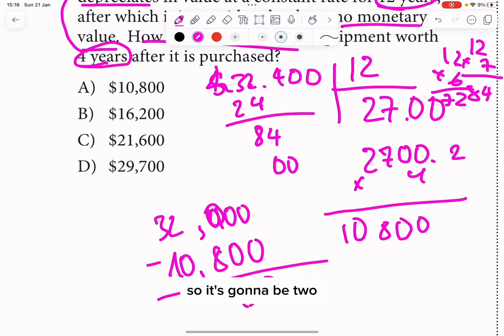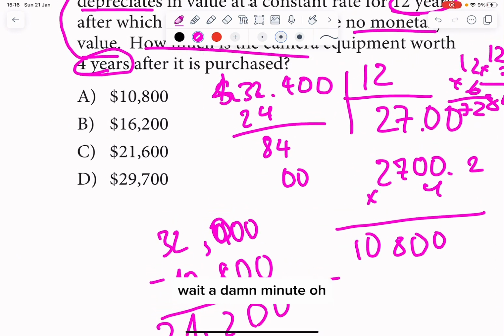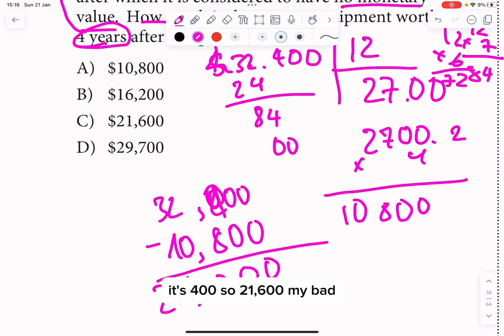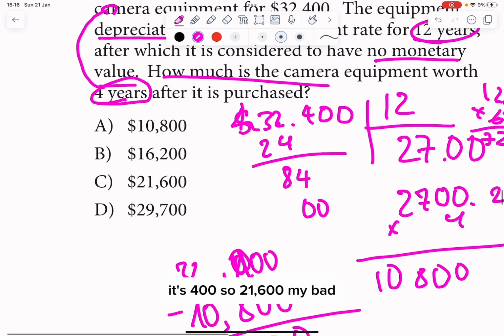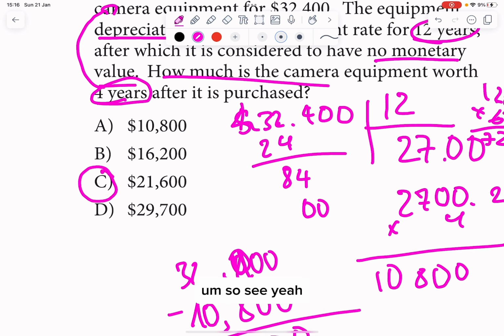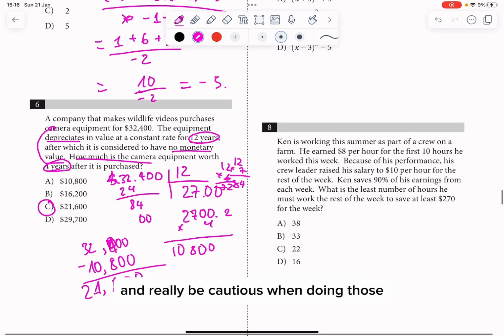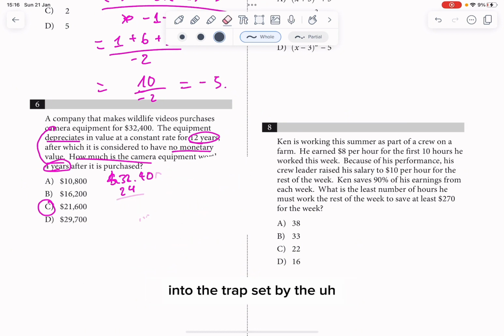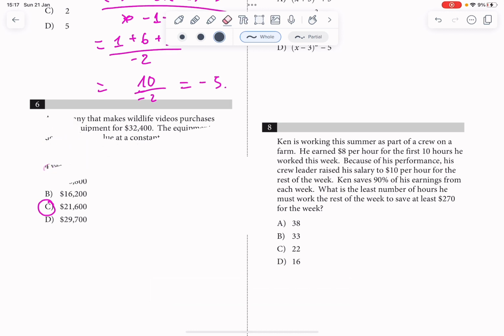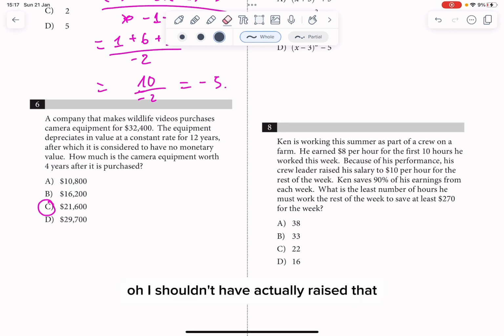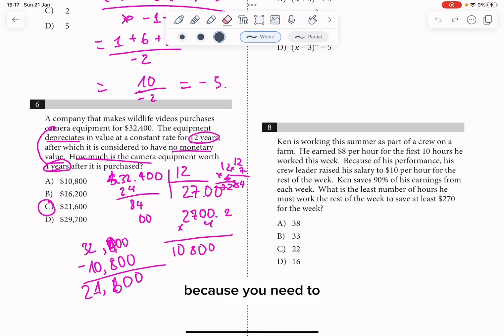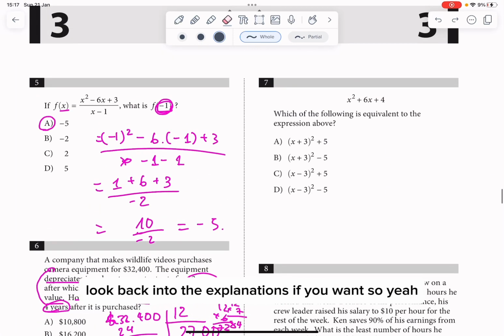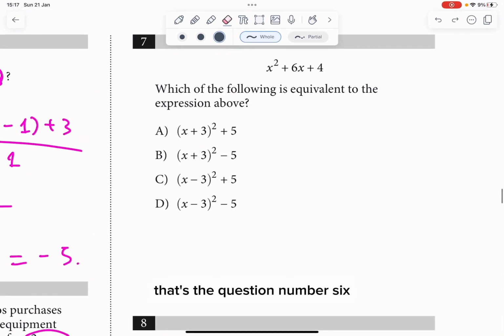So it's gonna be 2, this one is 1, 21,200. Huh? Wait a minute. Oh, it's 400. Okay, it's 400. So 21,600. My bad. So C. Yeah, you just need to be a little bit careful and cautious when doing this, because you can easily fall into the trap set by the questioners. Oh, I shouldn't have erased that, because you need to look back into the explanations if you want. So yeah, that's question number 6.